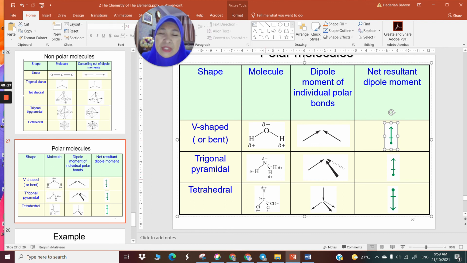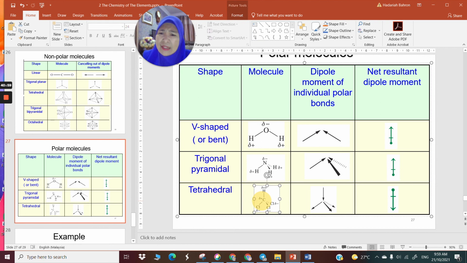Similarly, with your ammonia, you have the nitrogen bonded to three hydrogens, but there is a lone pair of electrons at the top. Similar with this one, for water you have two lone pairs of electrons at the top. I hope when I talk about this, you can recall from your previous lessons. So this is what the dipole moment of individual polar bond looks like for ammonia, and you have a net resulting dipole moment like that. So ammonia is a polar molecule.